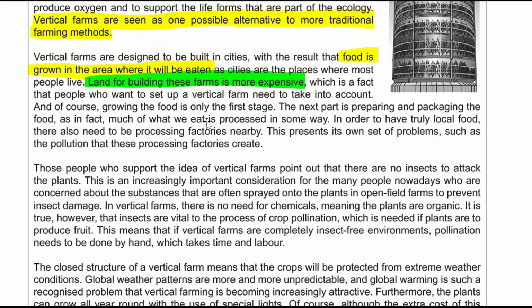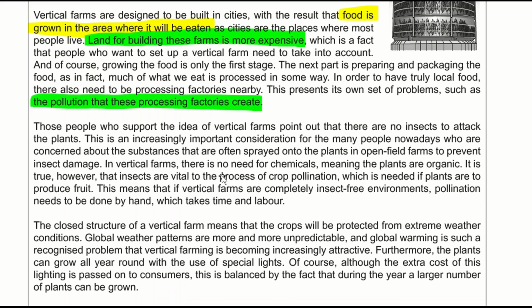And of course, growing the food is only the first stage. The next part is preparing and packaging the food, as in fact, much of what we eat is processed in some way. In order to have truly local food, there also need to be processing factories nearby. This presents its own set of problems, such as the pollution that these processing factories create. So I'm going to highlight this here as pollution that these factories create. And the phrase that gave that away for me as a disadvantage is "this presents its own set of problems." So problems, instantly in my mind, I think, disadvantages, because I'm looking for advantages and disadvantages.